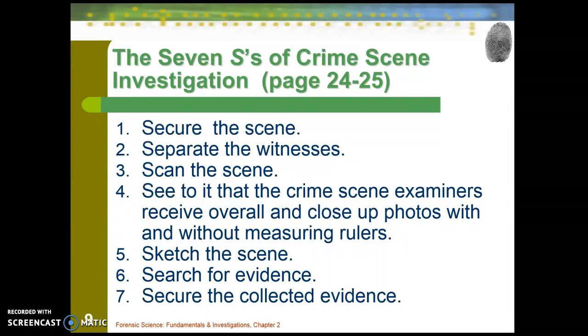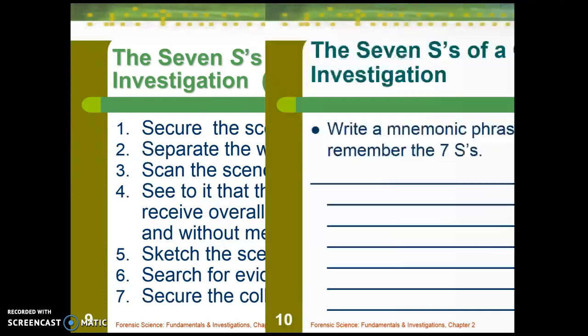Scan the scene, see what was going on, make sure that you gather all the evidence, even what you think might not necessarily be important. See to it that the crime scene examiners receive overall and close-up photos with and without measuring rulers of all of the evidence and the crime scene. Sketch the scene, search for evidence, and secure the collected evidence.